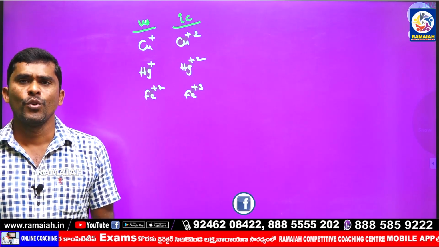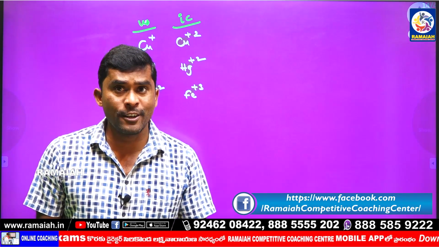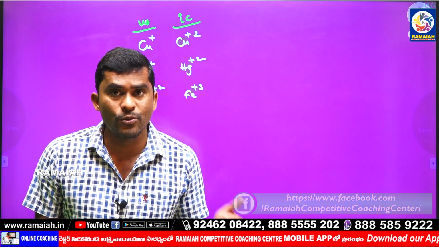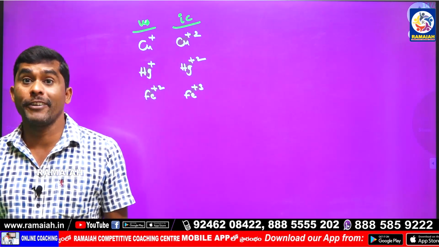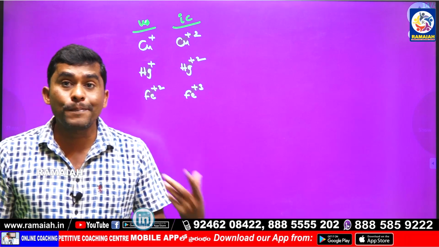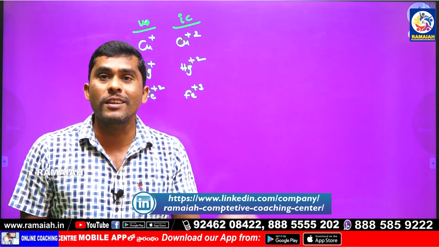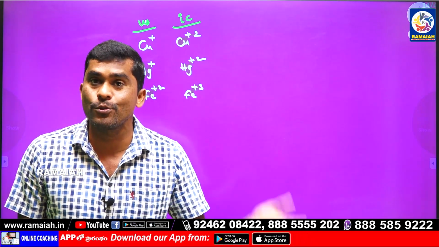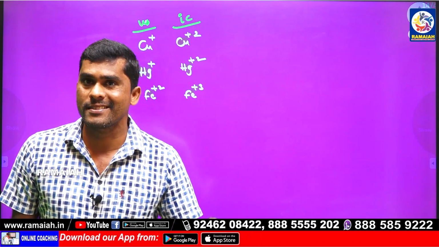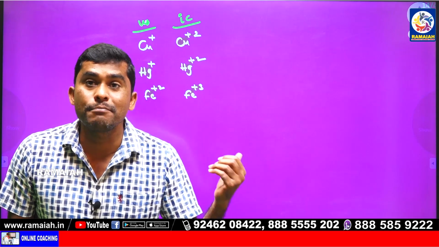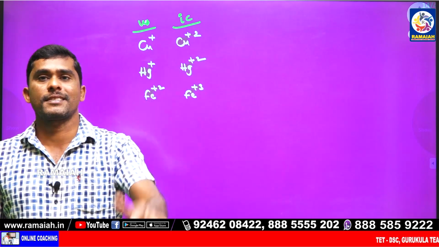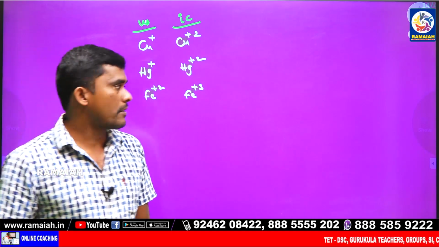Ferric chloride means here we take Fe3+, ferric. Cuprous oxide, then we choose Cu+, cuprous. Mercuric oxide, we take Hg2+, not Hg+. Okay. Next one.